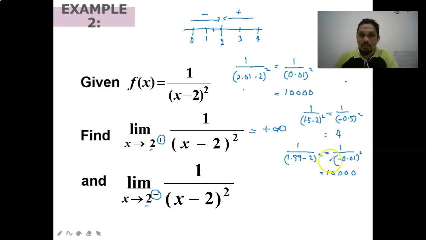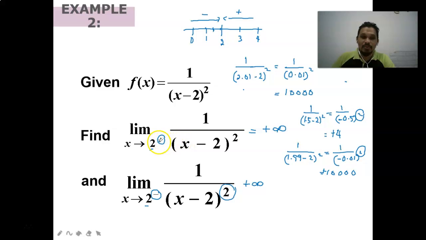So what is our conclusion then? When x is approaching 2 from the left side, it also gives us positive infinity. Why? 1.5 minus 2 gives you a negative value, right? But why do they give us a positive value here? Yes, because of the square. Any negative number that is squared turns into a positive value.